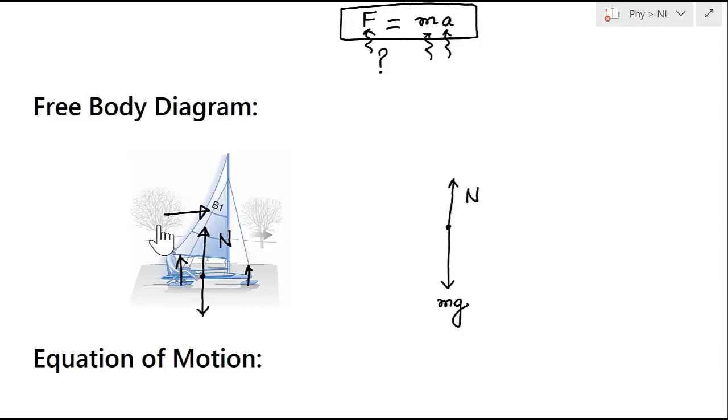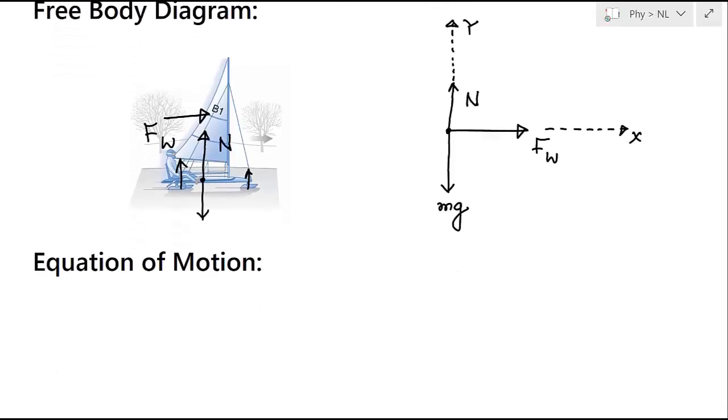Now the wind is also applying a force, and the magnitude of this is Fw. So we can show the wind force something like this. And now we can consider my x-axis along this direction and my y-axis along this direction. So this is complete for the free-body diagram.